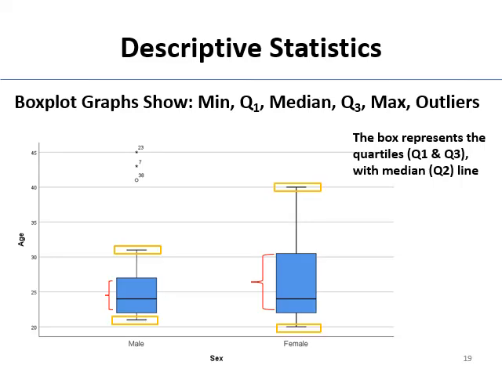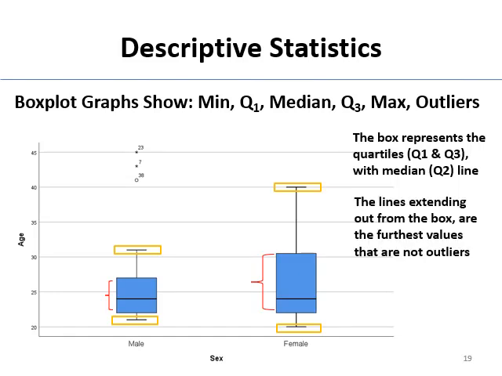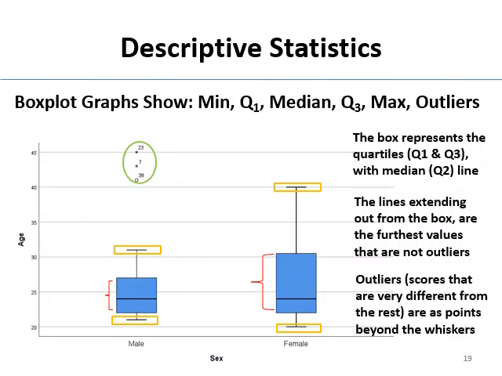These little whisker things on the end here that I highlight in yellow, these are the furthest scores in the distribution that are not outliers. So these are how spread out things were without getting crazy. These green dots out in the middle of nowhere for the males, these are outliers. These are scores that were very different from the others in the distribution. So the box plot shows you that they're outliers because they're way beyond the whiskers, and it gives you the actual numbers. So case 23, 7, and 38 were much older than the other males.